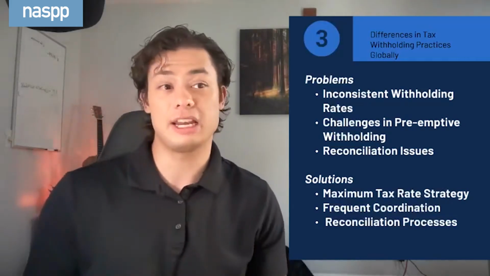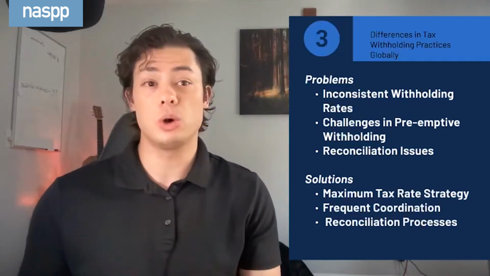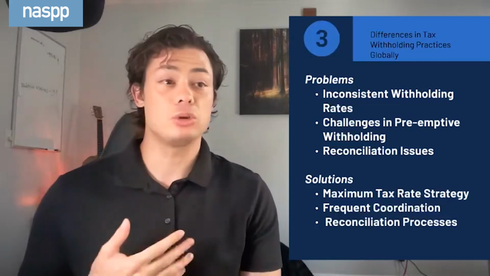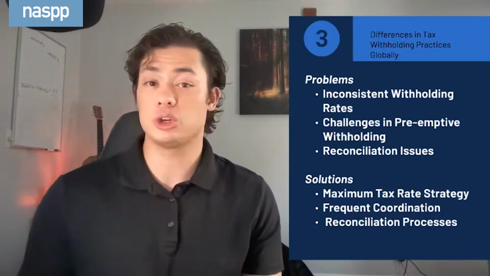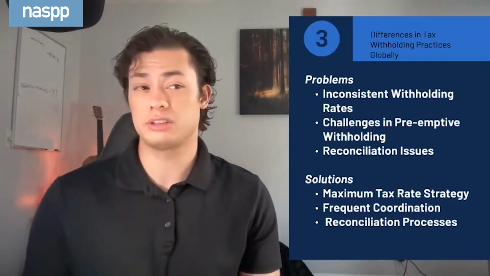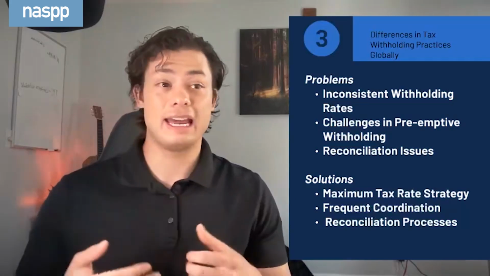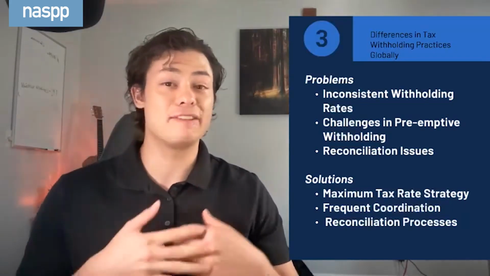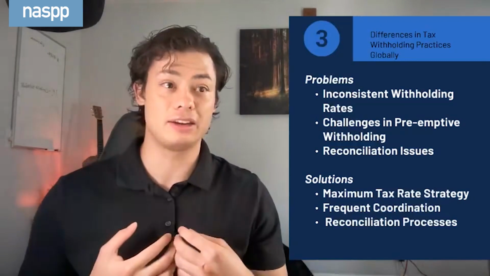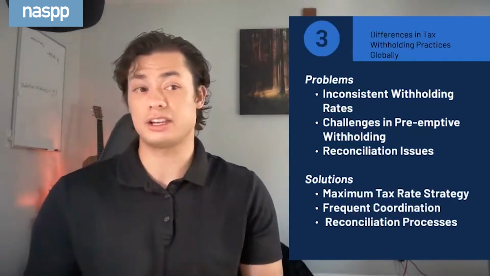And the solutions that we're going to be presenting you today are, first off, the maximum tax rate strategy, which is something most companies already do employ. Using the maximum applicable tax rate in non-US locations is going to help prevent any underwithholding and reduce the risk of penalties. This approach will help ensure that taxes are sufficiently covered up front. And I think we all know it's easier to give money back than it is to get more money in. So doing the maximum tax rate strategy is a great way to help make your life a lot easier.